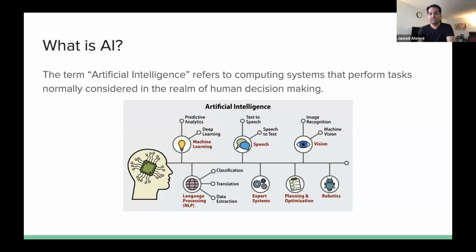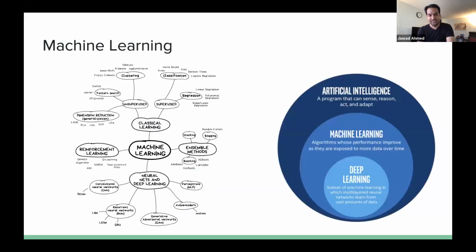These are normally the tasks which are performed by humans, and how we can automate them or use AI in there. And that's a high level understanding of AI, and it's being used in all these different domains. Machine learning within AI, it's a subdomain of AI.